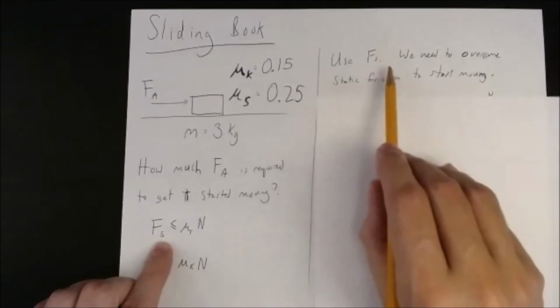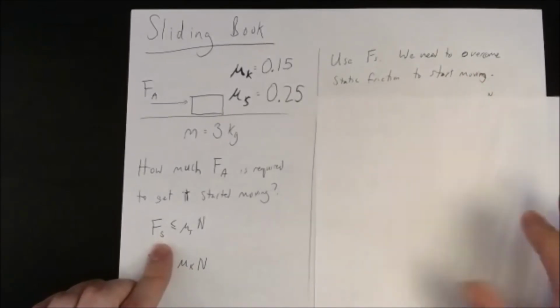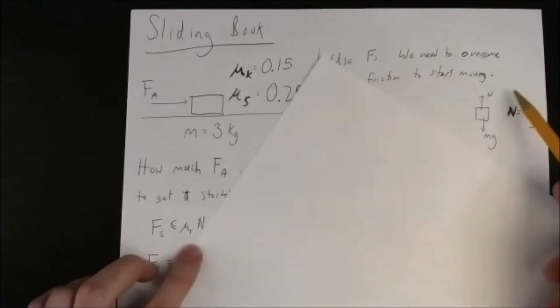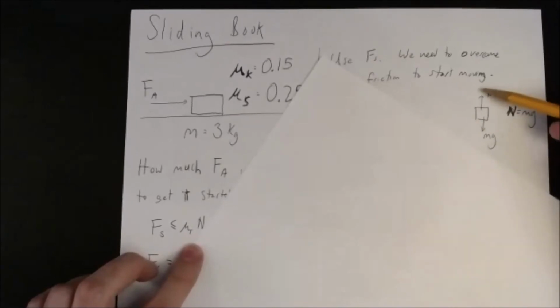Use Fs. We need to overcome static friction to start this thing moving. We can draw a free body diagram that just takes into account the y forces right there. Well, we've got normal pointing up, force of gravity pointing down. We can see that the normal is equal to the force of gravity, or normal is equal to mg.